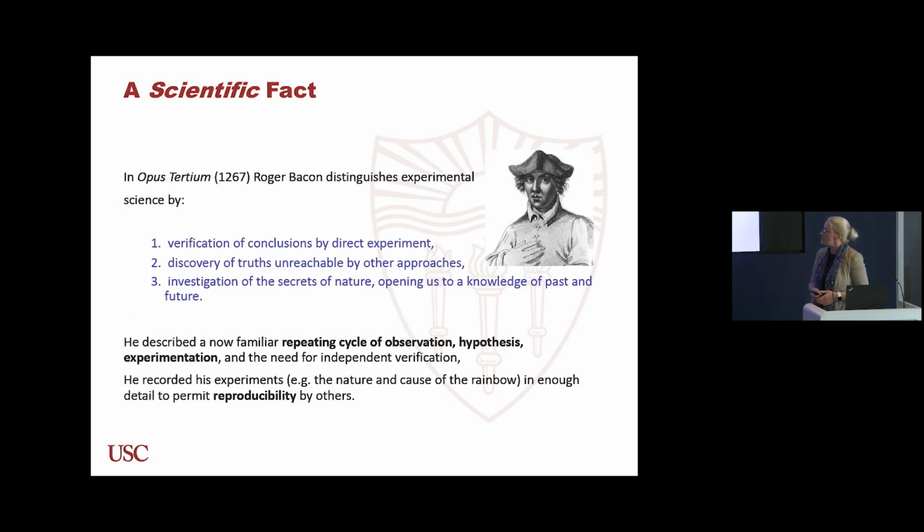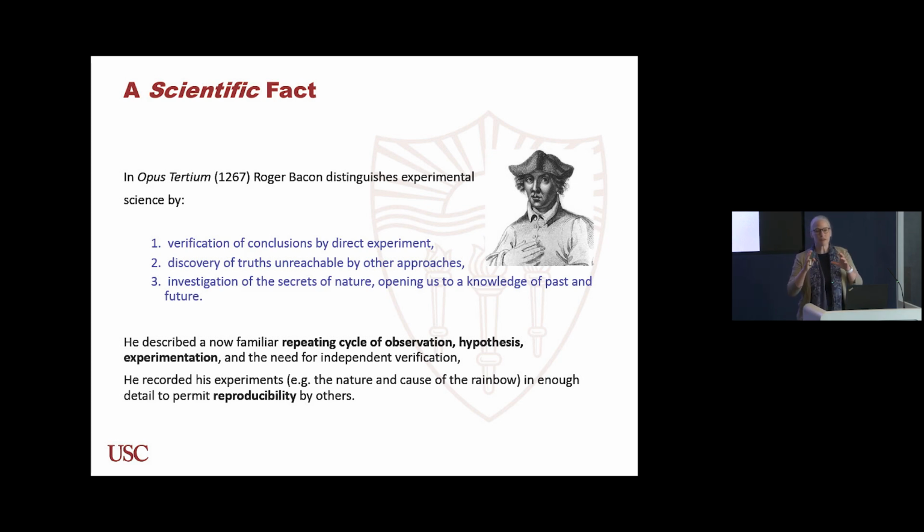Okay, so the idea of a scientific fact goes back to 1267 with Roger Bacon, and he said, what are we going to do to establish a scientific fact? Verify our conclusions by direct experiment, discover our truths in ways that are unreachable by other methods, and this will allow us to investigate the secrets of nature, opening us to a knowledge of past and future. So this is our very familiar cycle of deductive reasoning, observation, hypothesis, experimentation. Even in this day, he still recorded his experiments in enough detail, ideally to permit reproducibility by others.